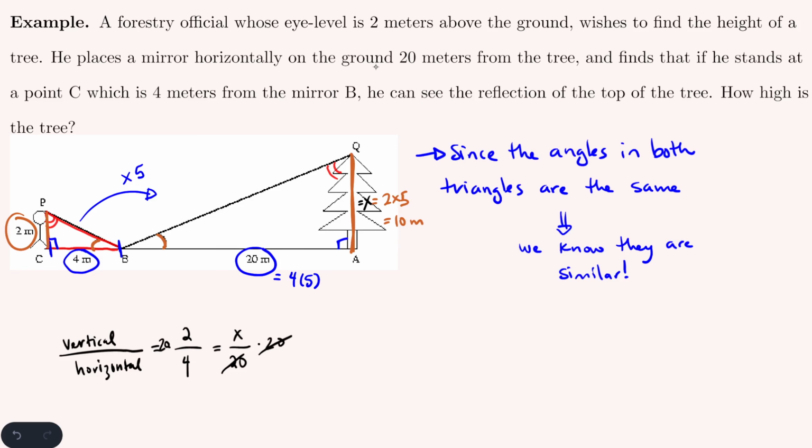Cancels the 20 on the other side, so we get x is now 2/4, which is 1/2, so that's 20 times 1/2, which is 10 meters. The same answer we got before, this is just solving it in a different way.